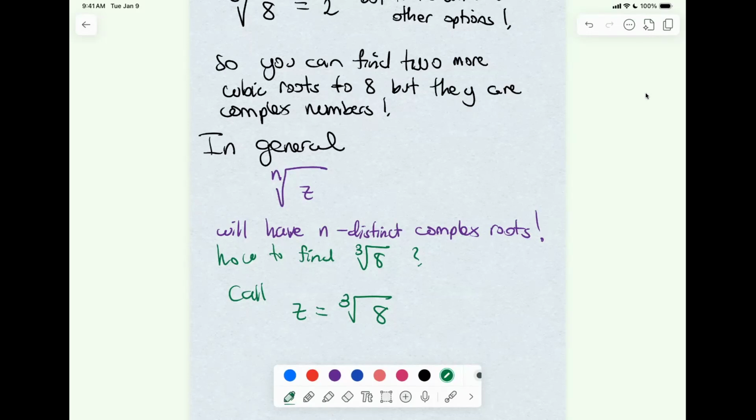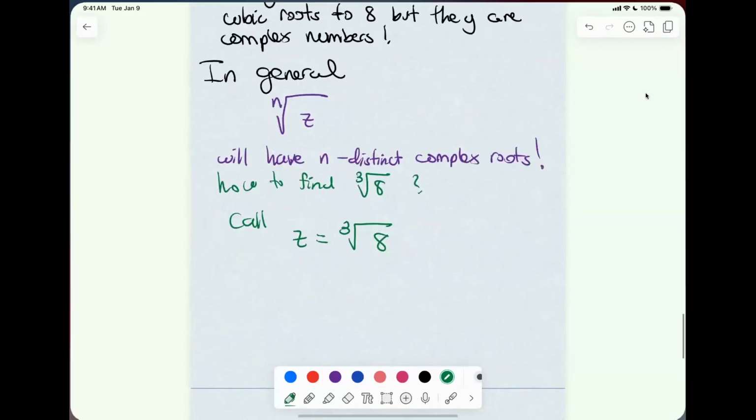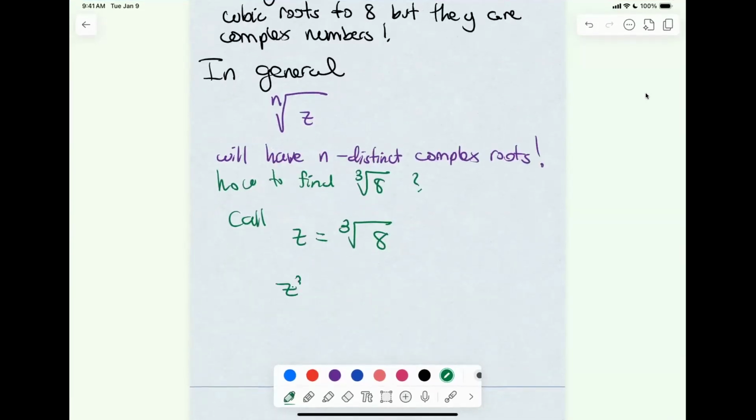For example, if I say the nth root of a number a is b, that just means a should be b to the n. That's how roots work. That's the main purpose of a root. It's the reverse of a power. So the key property here is that z cubed should be 8. Is everyone with me so far?